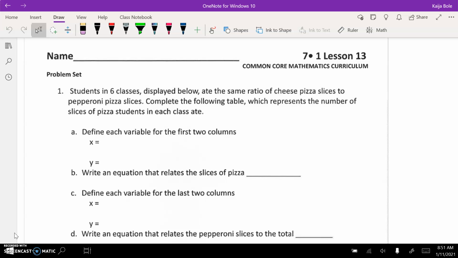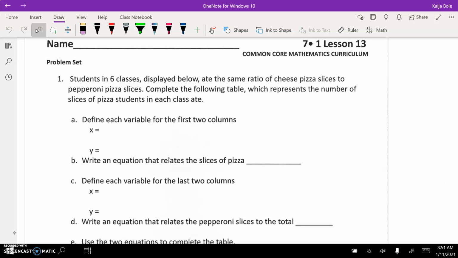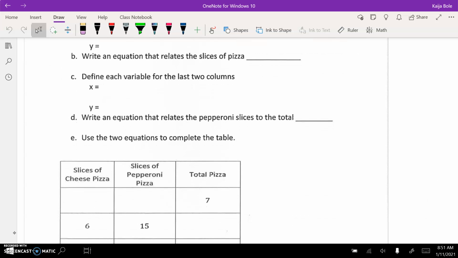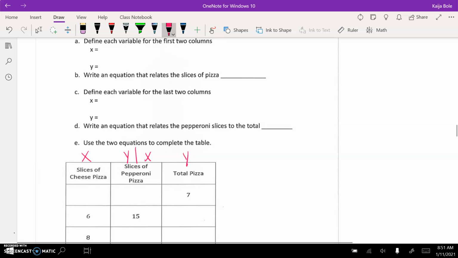So number 1 says students in 6 classes displayed below ate the same ratio of cheese pizza slices to pepperoni pizza slices. Complete the following table, which represents the number of slices of pizza students ate in each class. So part A says define each variable for the first 2 columns. In general, the variables are always going to go like this: it's going to be x, and then the middle one split because it's y first, and then it'd be x and then y. So that's step 1, what you should always do.